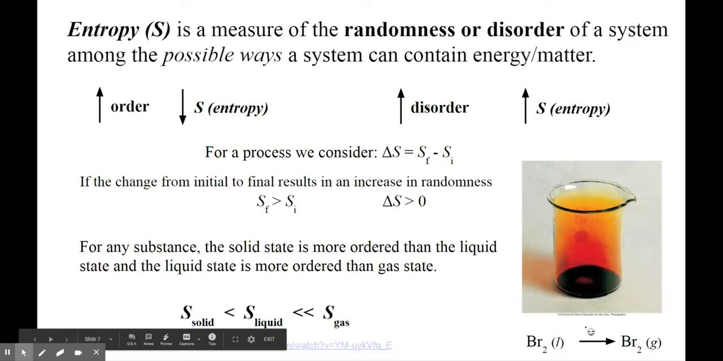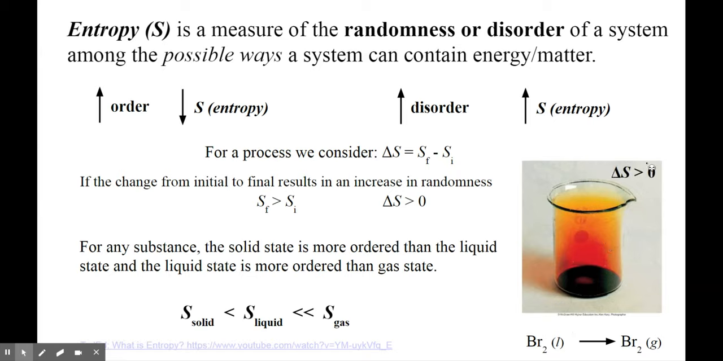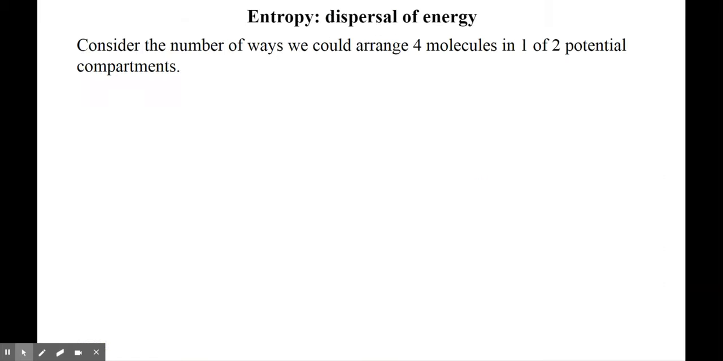So here we have the evaporation of bromine from a liquid to a gas. We would say there is an increase in entropy. The delta S would be positive. Here's a fun link that if we were in class, we would watch, but we're not going to for the video, but you can just as well go and click on it and watch it yourself.